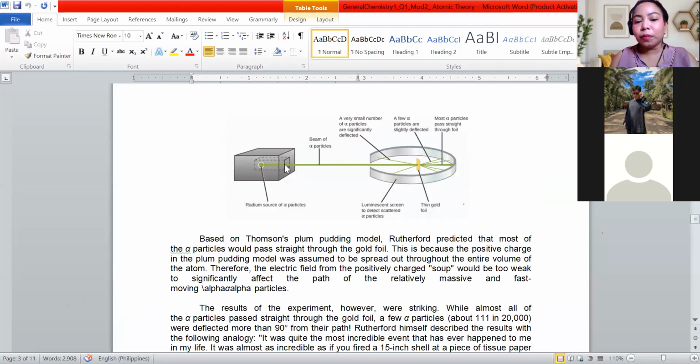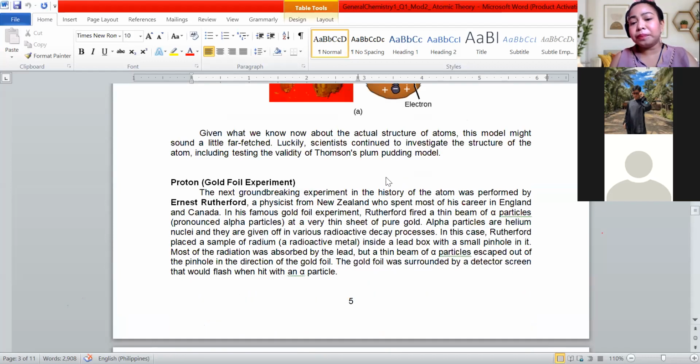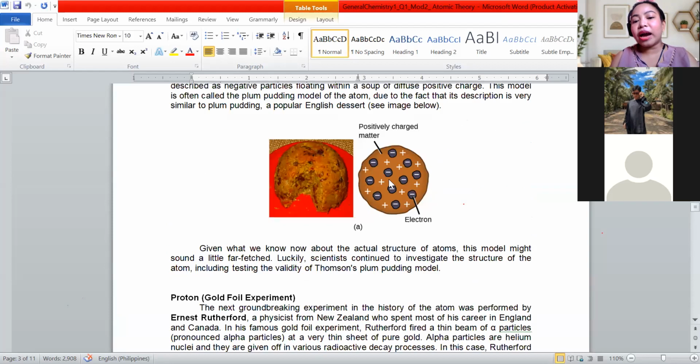So what happened, when they bombarded it, some particles deflected, some even bounced back, and some deflected at a great angle. If the atom looked like Thomson's model, the alpha particle would either stay on the surface of the atom or enter it, because it is just a cloud of positively charged matter.